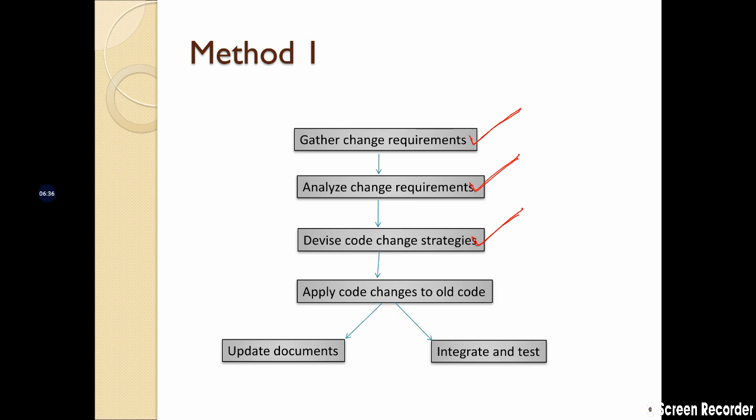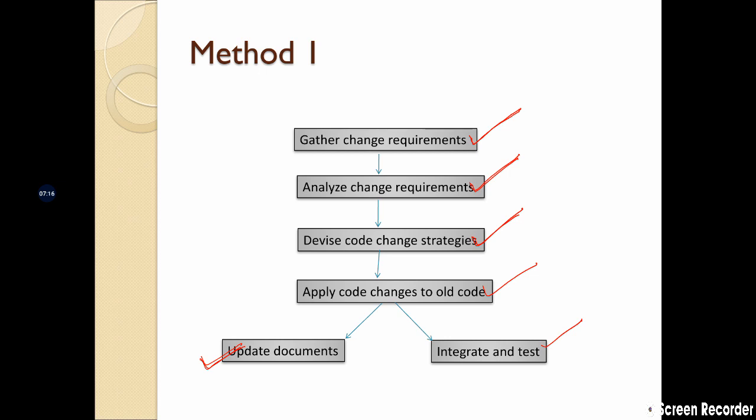You also make code strategies. That means you make strategies on how to change the existing code to implement the new requirement which has come, and then you apply the changes to the old code. So you basically make changes to the already existing code, and then you integrate and test. And once this is done, an important point is that you need to update all the documents with the changes that you've done. So if there was a design change, you'll have to go and make changes into the design and also create a new version of the design document with the new changes that you have incorporated.